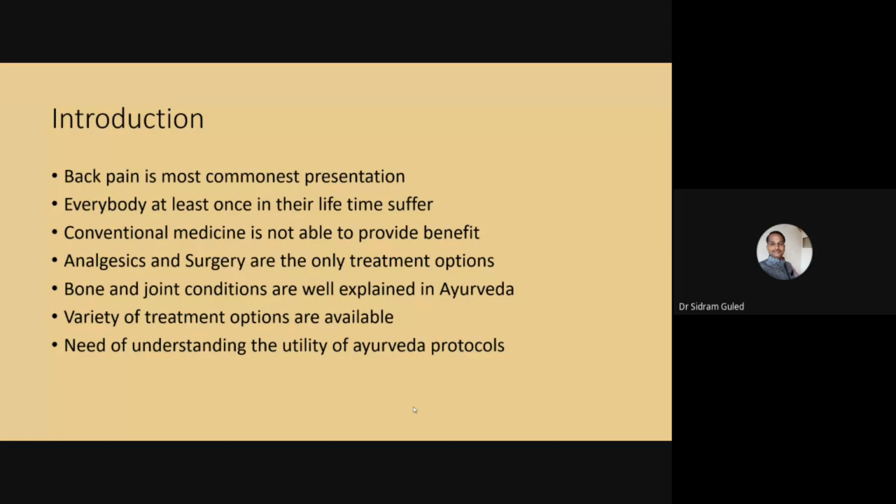Back pain, cervical pain or spine pain is the most common presentation in today's practice that we encounter. Everyone, at least once in their lifetime, will suffer from such problems. Today's conventional practice of medicine is not able to provide the expected benefit. Only analgesics and surgery are the options, and the success rate of surgery in the spine is very poor. Bone and joint conditions are well explained in Ayurveda, and a variety of treatment options are available. So there is a need to understand the utility of Ayurveda protocols in different conditions of the spine so that we can succeed in our practice.